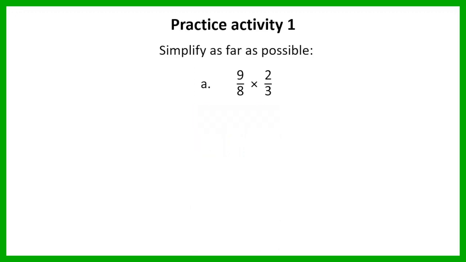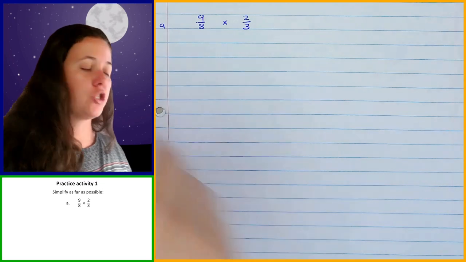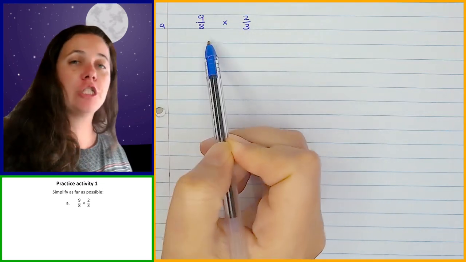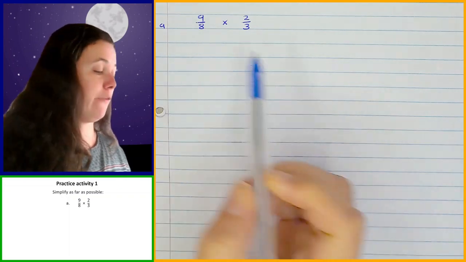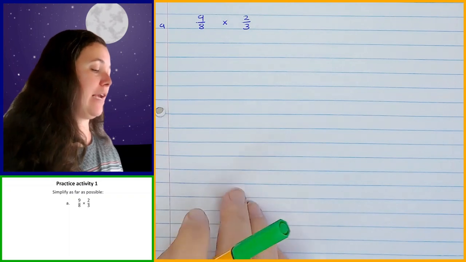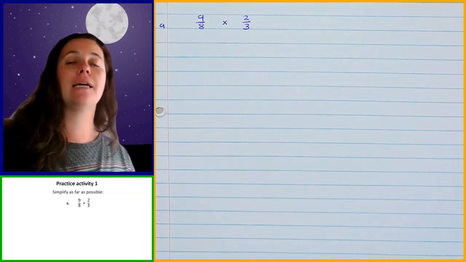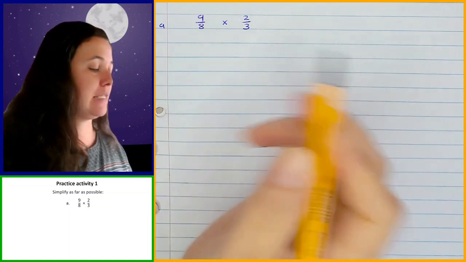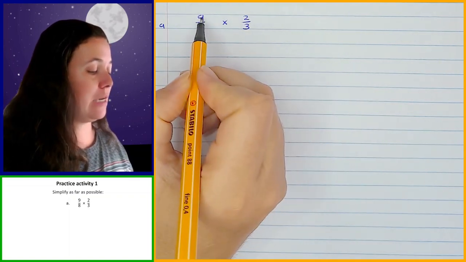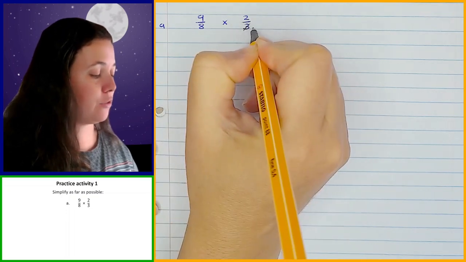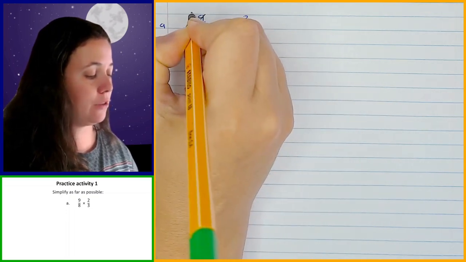Okay, so let's go through that. In this question, 9 over 8 times 2 over 3, I don't need to change any mixed numbers to improper fractions because there aren't any mixed numbers, so I can go straight on to my simplification. I'm going to look and see if there are any common factors in the numerators and denominators. So I can see over here I've got 9 and 3. 3 and 9 are both divisible by 3, so 3 goes in there once, 3 goes in there 3 times.